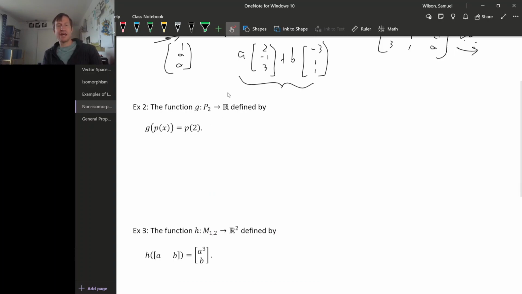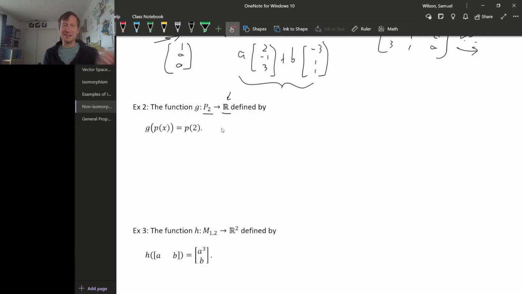So here is a function from P2 to R defined by: g of some polynomial p, you just plug in 2. This produces a real number as an output because p is a polynomial and we're plugging in a real number. In fact, it also preserves vector space structure, which again I won't prove, but it's not hard to prove. So it's clearly onto, because there's always some degree 2 polynomial that produces any real number as an output at x equals 2. So it's definitely onto. Is it one-to-one?